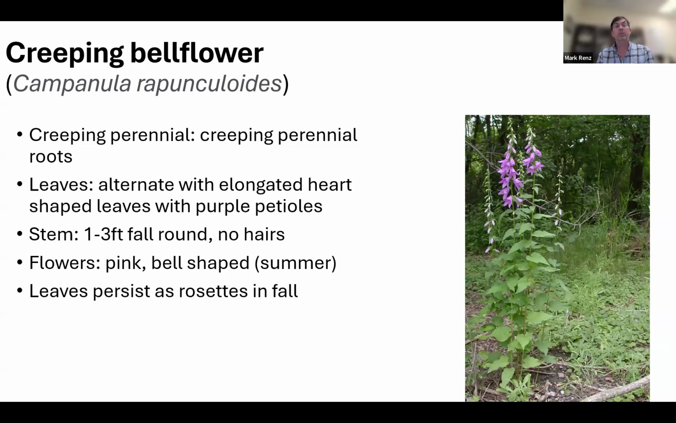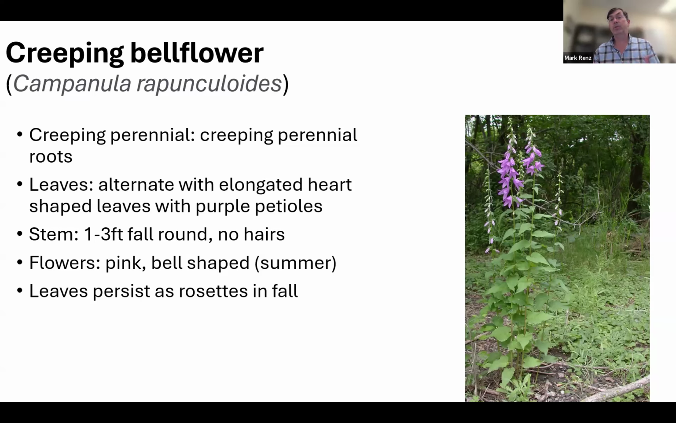Okay, going on to the next species, creeping bellflower. This is another creeping perennial. It has alternate leaves with elongated heart-shaped type leaves, and the stems a lot of times tend to be purple. Again, the stems are round, no hairs, around 1 to 3 feet tall in most cases, but can get taller, and has these beautiful pink to purple flowers. We planted this because it has these beautiful flowers, but it has definitely taken over many of our flower beds and other systems and is a pain in the butt.